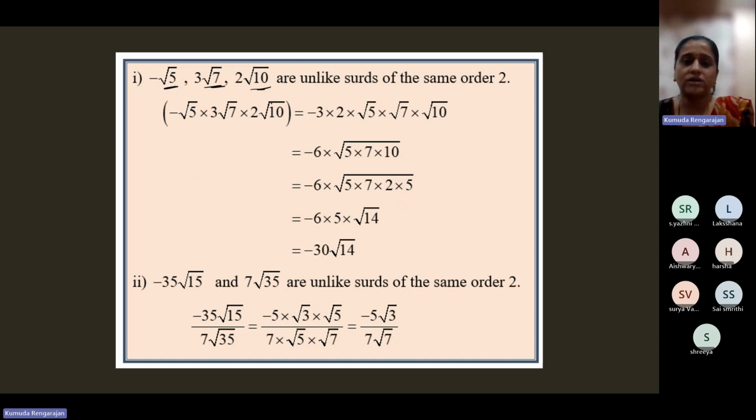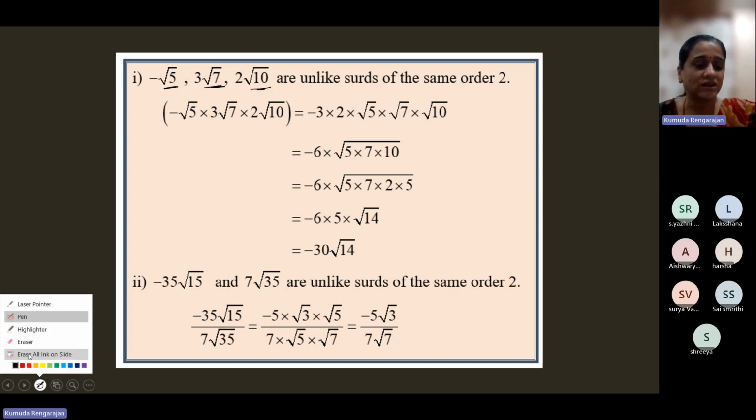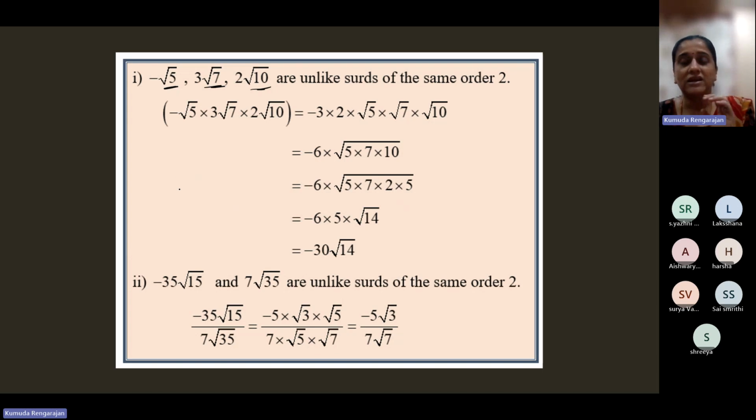But they have the same order too. Everything is square root. Order is 2 everywhere. But they're not like, because the irrational factor doesn't sound the same. How do we understand if terms are like terms? The literal factors must have the same sound. x square y, and even if you have y x square, you can still read it as x square y.